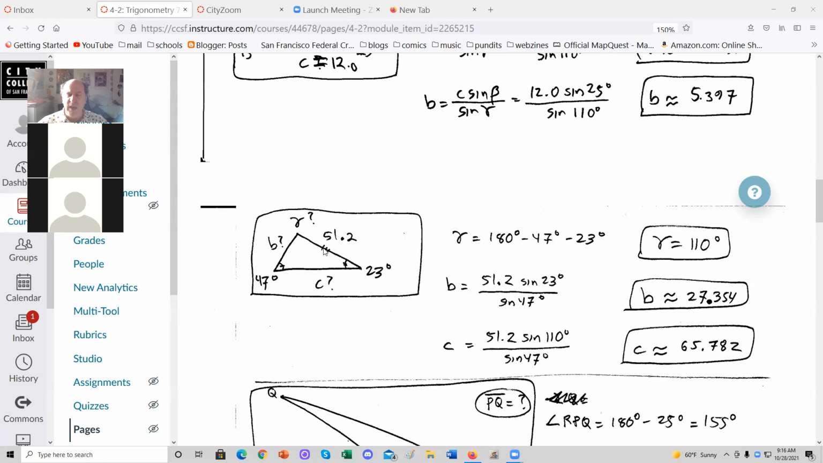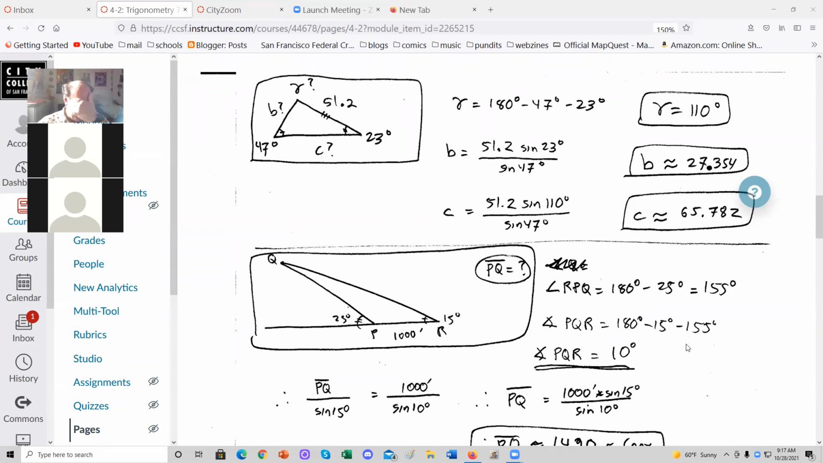And B will be A sine beta over sine alpha. All right, 51.2 sine 23 degrees over sine 47 degrees, about 27.354. C will be A sine gamma over sine alpha, 51.2 sine 110 over sine 47, about 65.782.